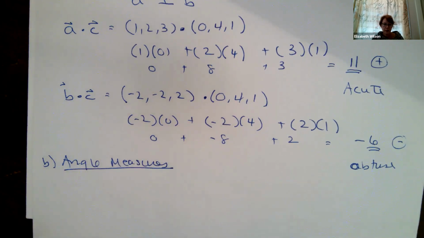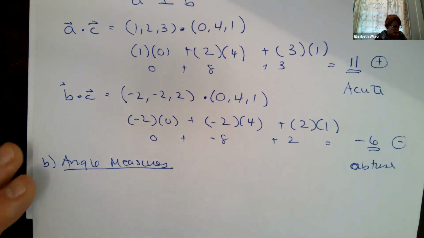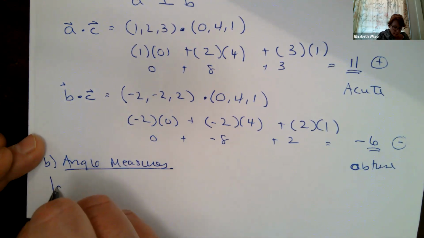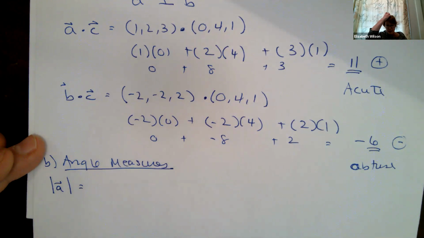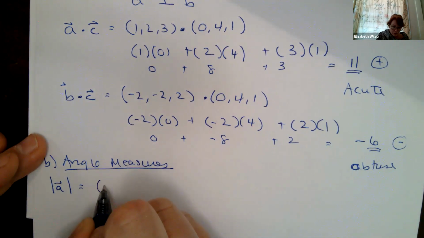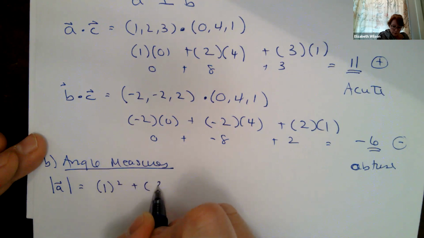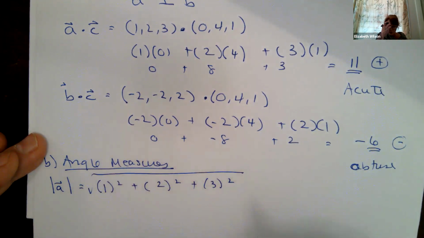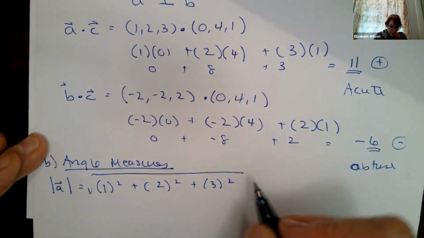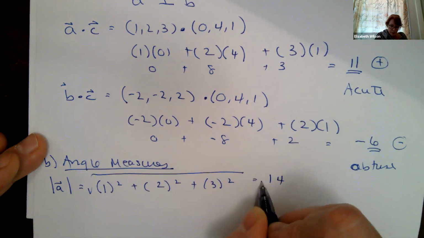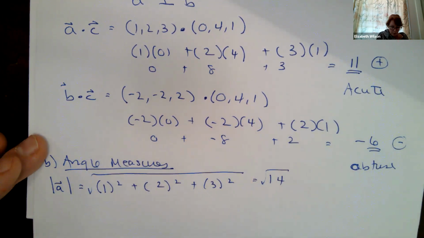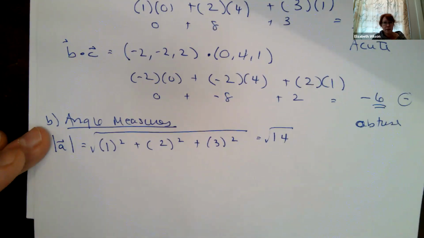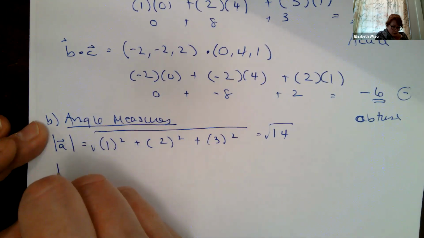To do the angle measures, I actually need the magnitudes of A, B, and C. So the first thing I'm going to do is calculate the magnitudes. The magnitude of A is the square root of the sum of the squares of each of the components: 1 squared plus 2 squared plus 3 squared. So 1 plus 4 plus 9 gives me 14 inside the radical. I'm just going to leave it as a radical. I won't worry about simplifying it, and definitely don't give it to me as a decimal. Just leave it in terms of radicals.